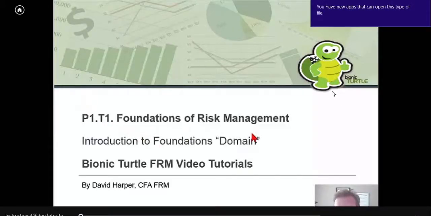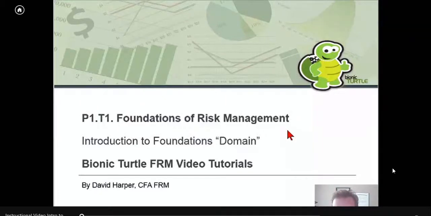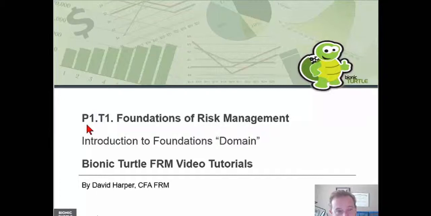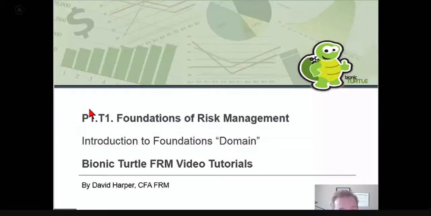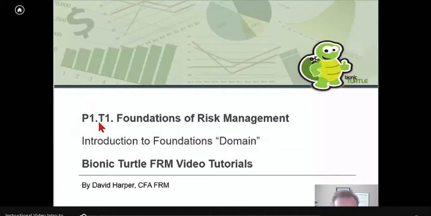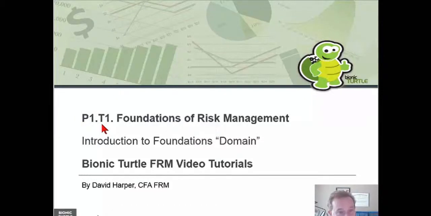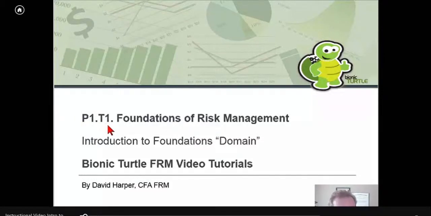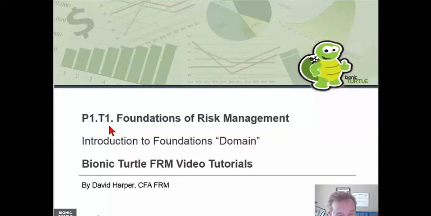Welcome to a brief introduction to the Foundations of Risk Management topic, which is the first topic in the FRM. Here's the notation that we use, P1.T1. The P1 stands for Part 1 as opposed to Part 2 of the FRM. And then within Part 1 of the FRM, as you probably know, there are 4 topics. So we're starting with Topic 1, or T1, then T2, T3, and T4.